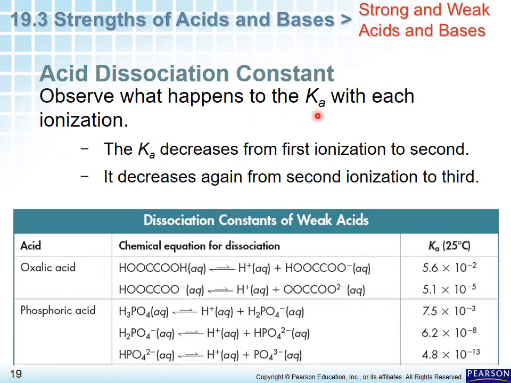So observe what happens to the Ka with each ionization. The Ka decreases from the first ionization to the second. It decreases again from the second ionization to the third. Compare here. You can see the first is larger, the second is smaller. Here the first is larger, the second is smaller, and if you compare these two in the triprotic acid, the second one is larger than the third one, so it keeps decreasing.